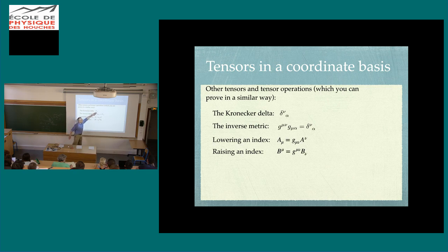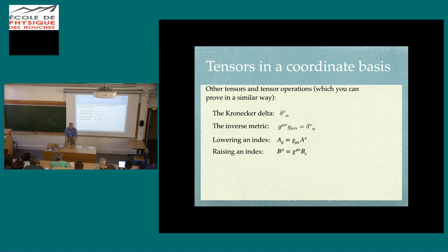So the Kronecker delta remains a tensor even in this arbitrary coordinate system. You can prove that in a similar way. We can define the inverse metric with the upstairs indices so that it yields the Kronecker delta. And if this is a tensor and this is a tensor, then this is a tensor with two upper indices. I can lower an index. I can raise an index. And the quantities transform alike.